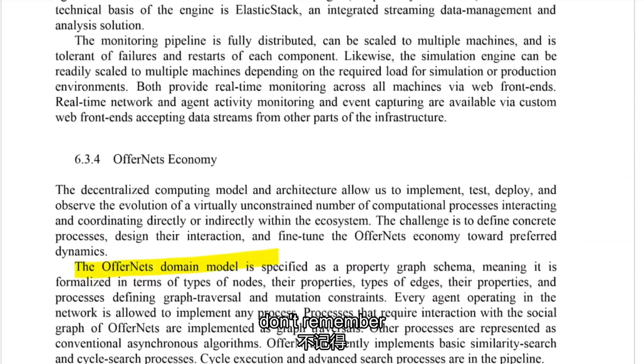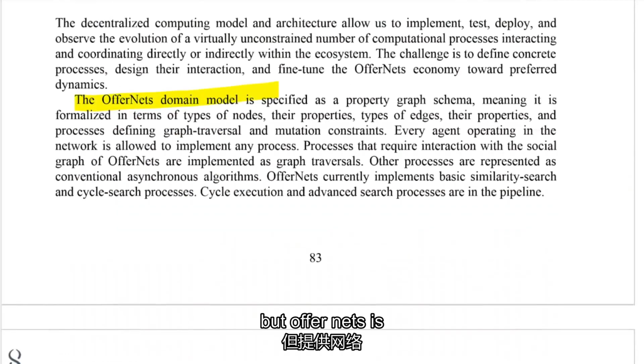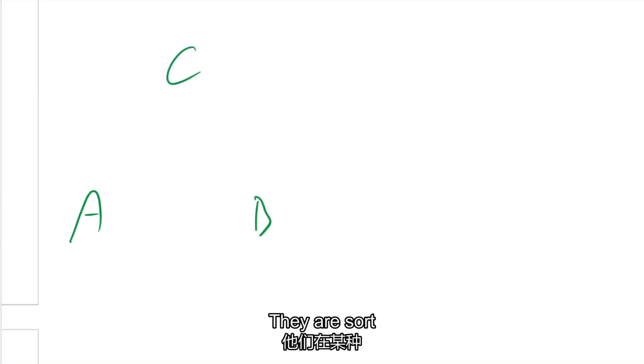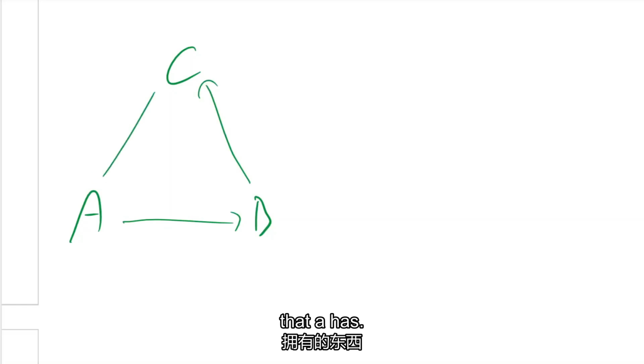I don't remember where it's said, but OfferNet is like an economy without money. So the idea behind it is, okay, person A, person B, person C, or machines, they are sort of in an economy, and person A wants something that person B has, but B doesn't want something that A has. Well, instead, B wants something that C has, and C wants something that A has.